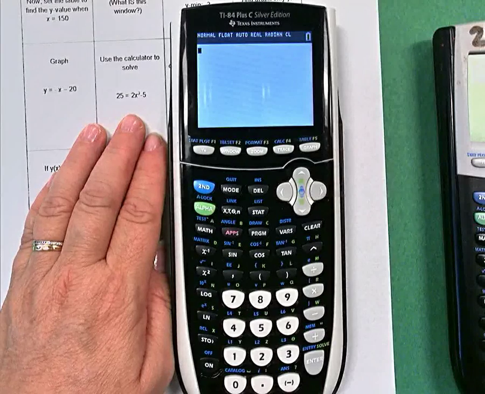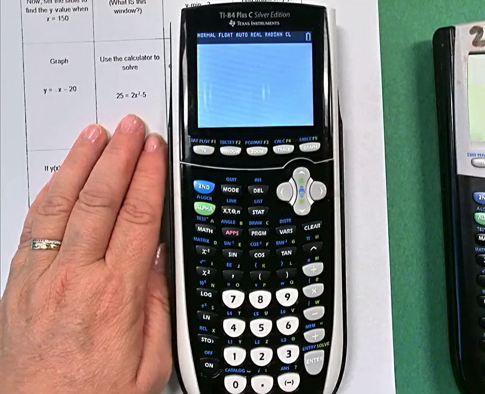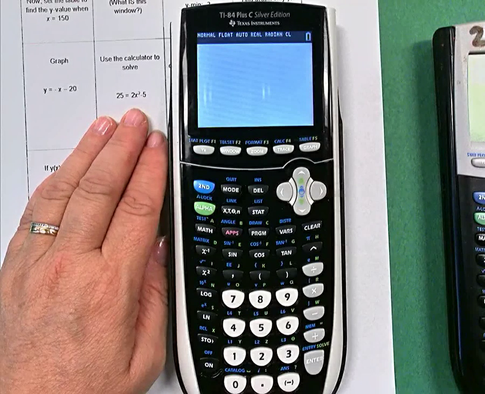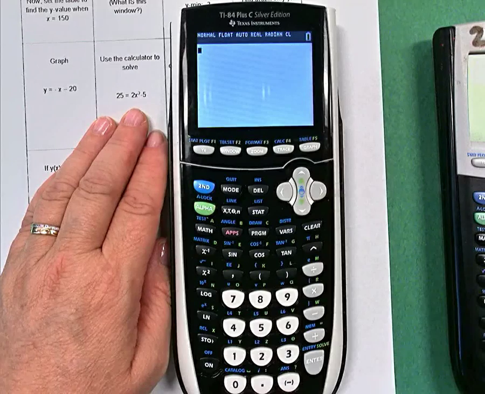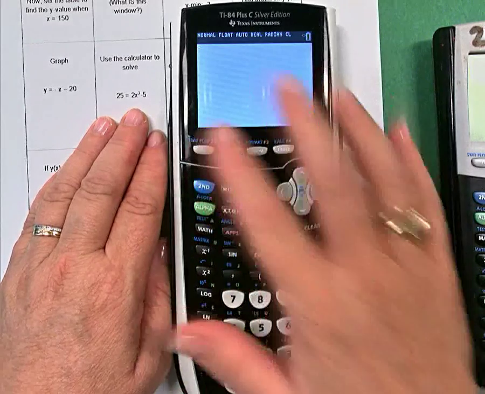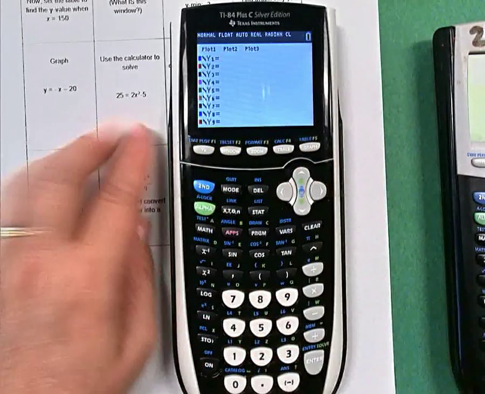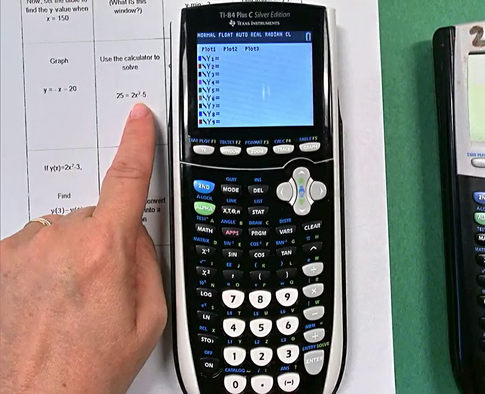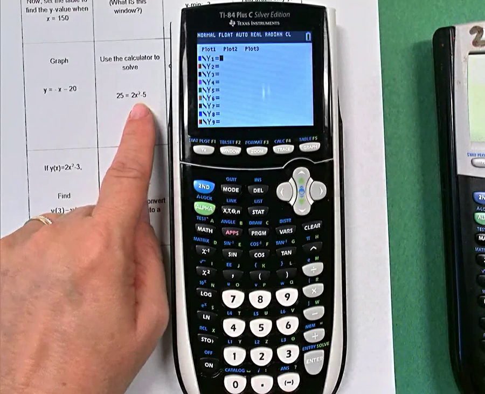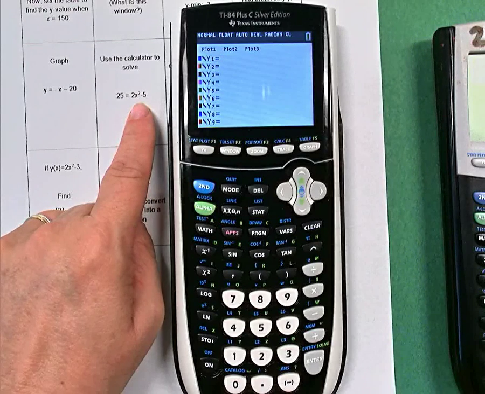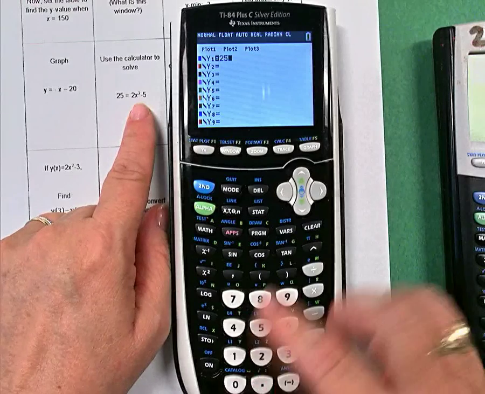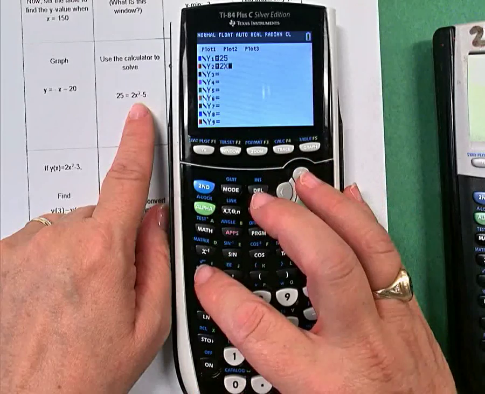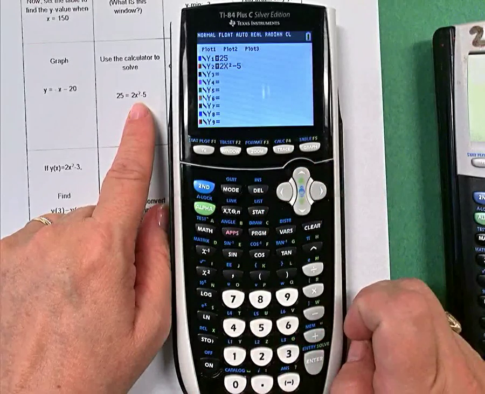I'm going to use my calculator to solve this equation, 25 equals 2x squared minus 5. I have a couple of choices. If I want to solve it by graphing, I can go to my y equals, and I can let the left side of the equation be my y1, let the right side be y2, and find what they have in common, or find the intersection point. So 25 goes for y1, 2x squared minus 5 goes in for y2.